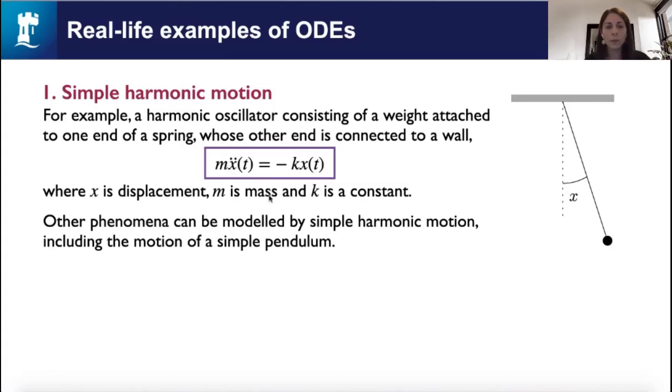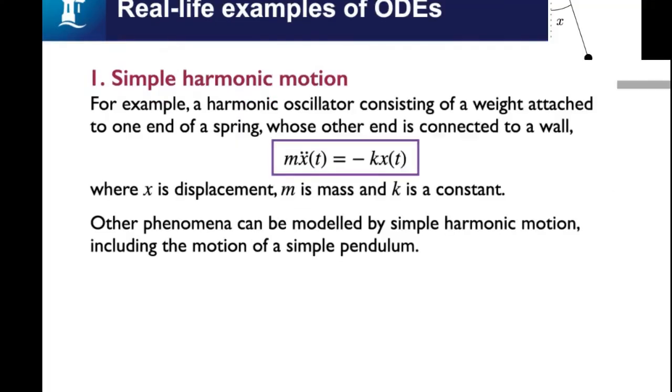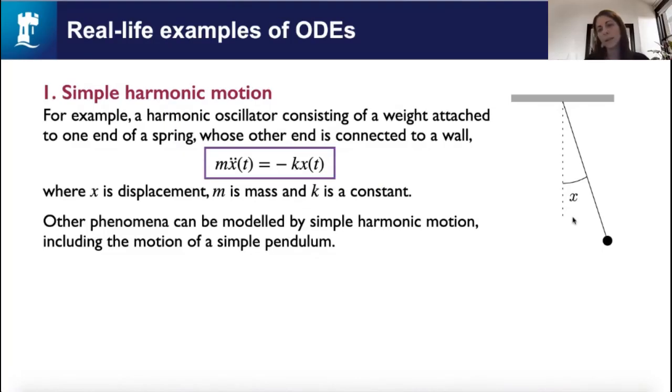We can use this equation to model also other phenomena that follow a simple harmonic motion. For example, the motion of a simple pendulum, as shown in this sketch. But in this case, the x in the equation denotes the angle that the pendulum creates with the vertical.